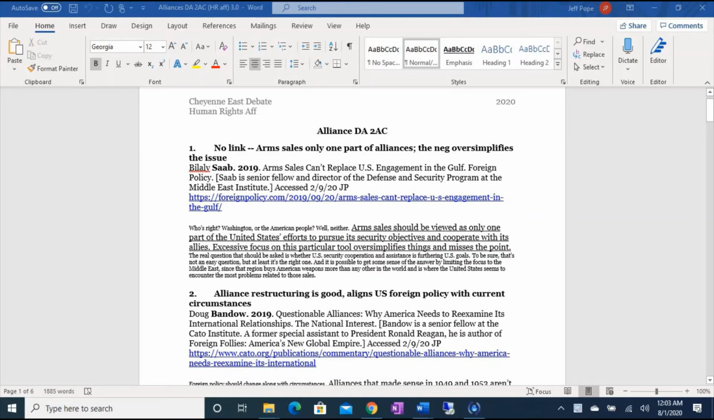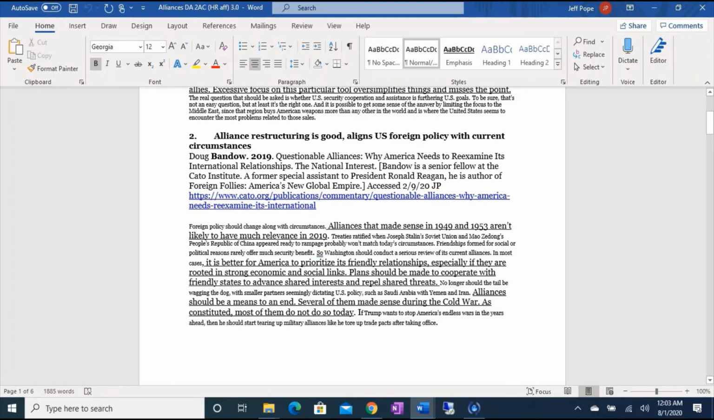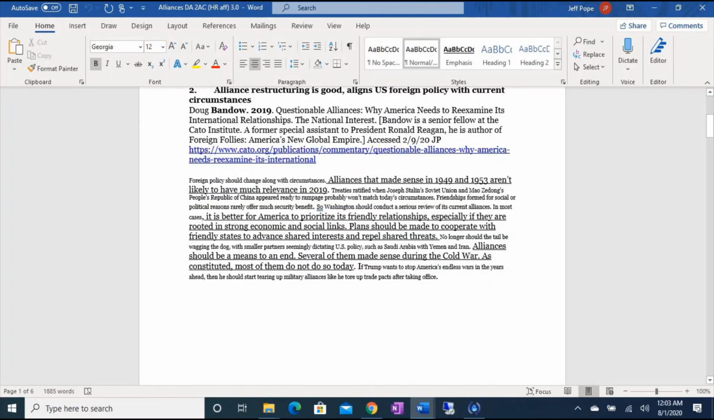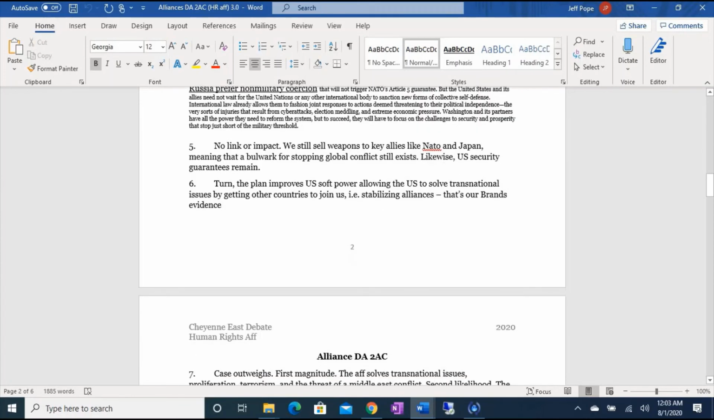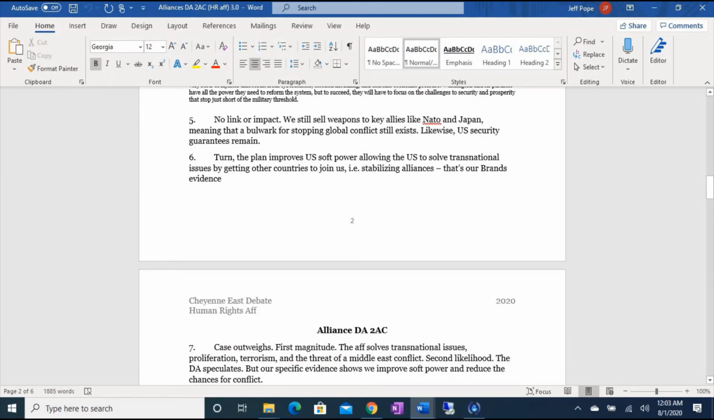You'll notice we're in a Word document, and you'll notice right off the bat that we have a header that lets us know what this is to. Then we get into evidence. We have a number 1, so this would be the first argument we would make in the 2AC. No link. Arms sales are only part of what alliances. The neg oversimplifies the issue. There's a second argument based on another piece of evidence. Scroll down, there's a third argument with evidence, a fourth argument with evidence, and then you'll notice we have analytical arguments.